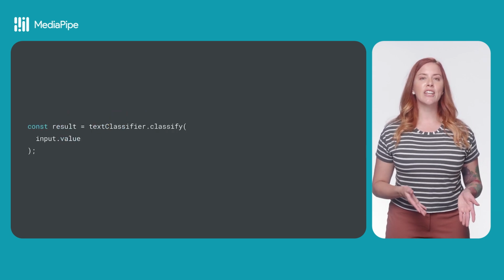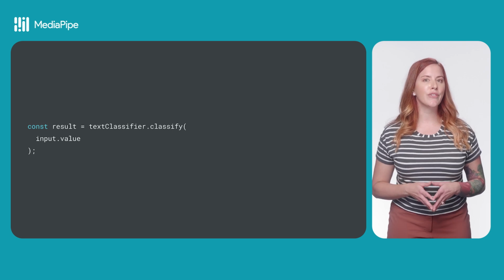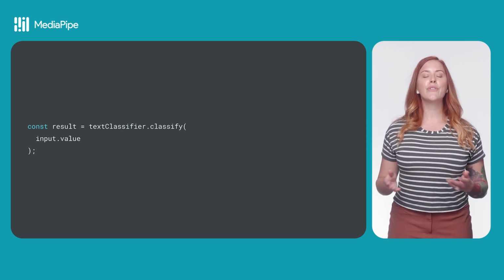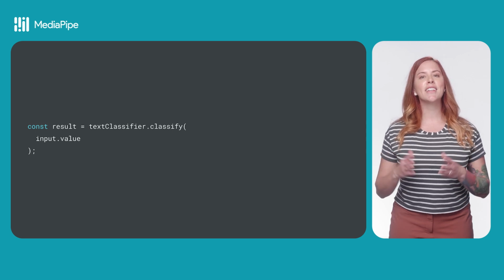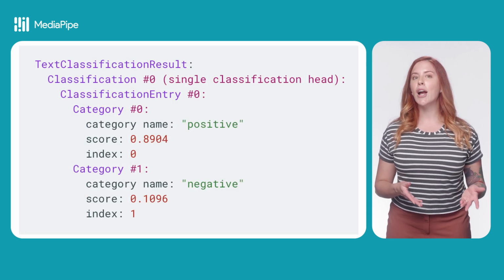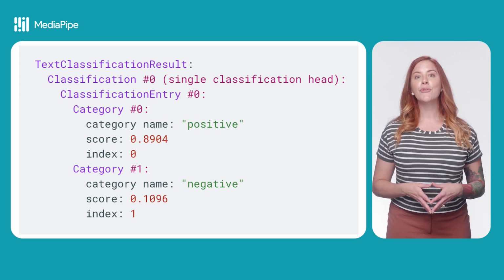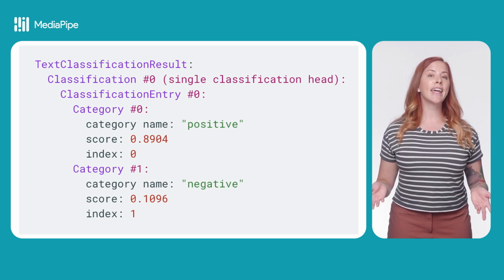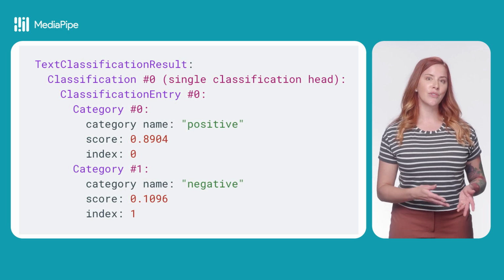To run classification on text, use the textClassifier.classify method, passing a string to classify. This function is synchronous, which is a good thing to keep in mind when designing your UI. The text classifier outputs a text classifier result, which contains the list of possible categories for the input text. The categories are defined by the model you use.